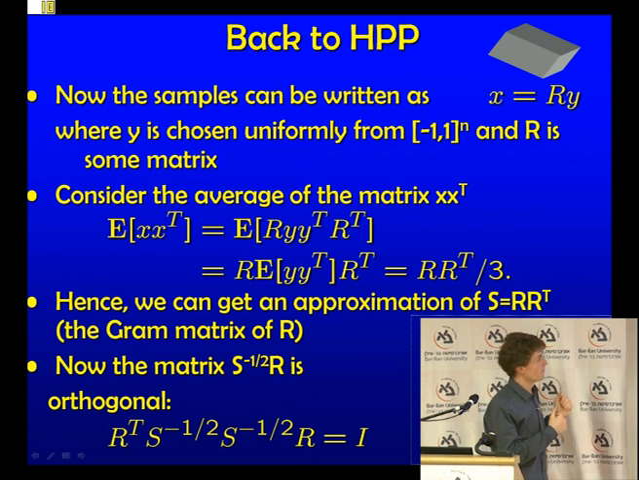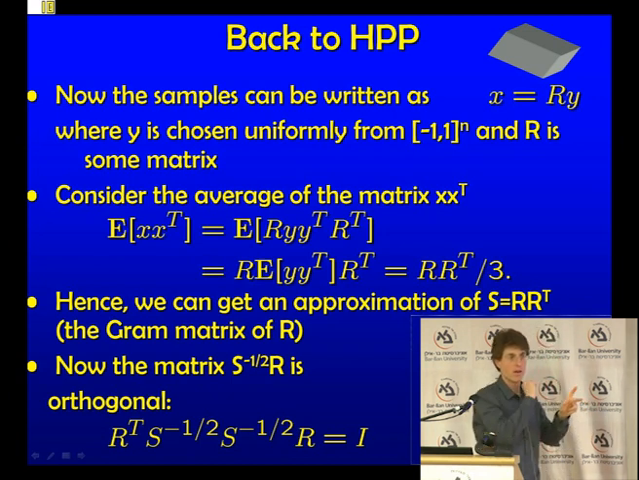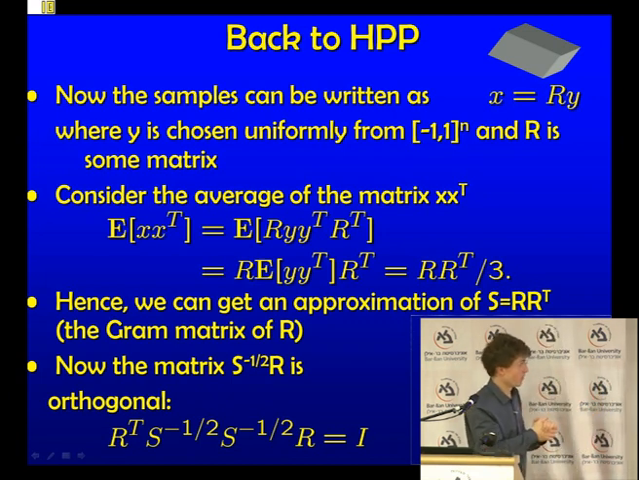Now we have to work slightly harder, but it's not more difficult, just slightly more notation. What we have now is an arbitrary parallelepiped, which can be written in the following way. The samples x from the parallelepiped can be written as R times y, where R is the matrix of vectors that generate the parallelepiped, the basis vectors as we had yesterday, and y is uniform between minus 1 and 1 in each coordinate. So a parallelepiped is simply a linear transformation of a cube. But we don't know R. What I'm showing you is that you can recover R simply from the samples you get. You can find the shape of the parallelepiped given the samples.